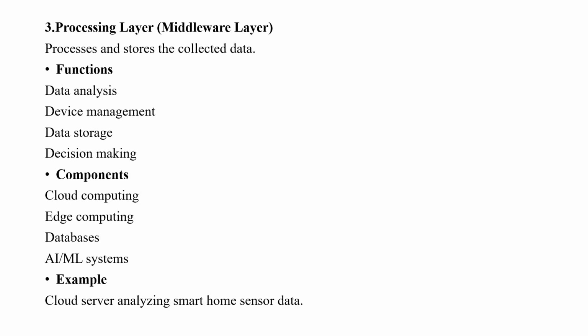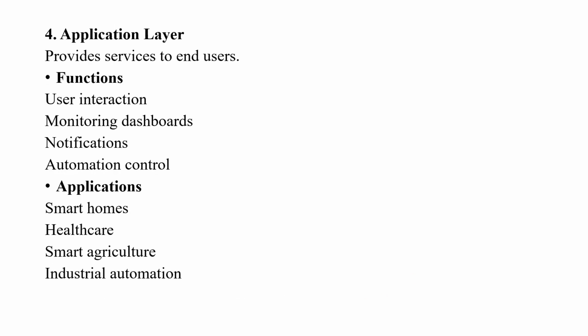The third layer is the processing or middleware layer. Here the processing occurs and the collected data is stored. Everything is collected, data analytics is performed, everything is managed and stored, and decision making occurs here. Some of the components are cloud computing, edge computing, databases, etc. For example, a cloud server analyzes smart home sensor data in real time.